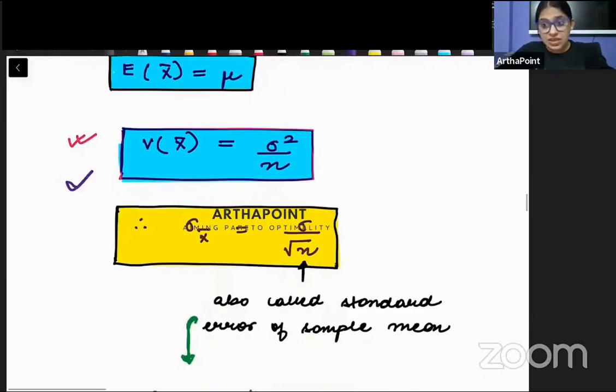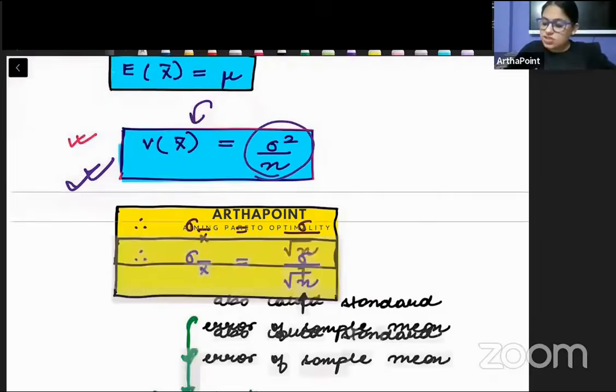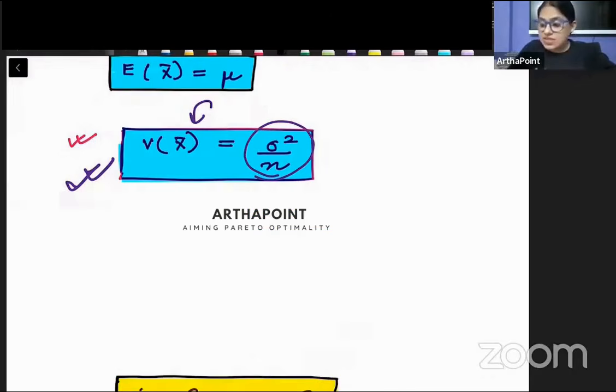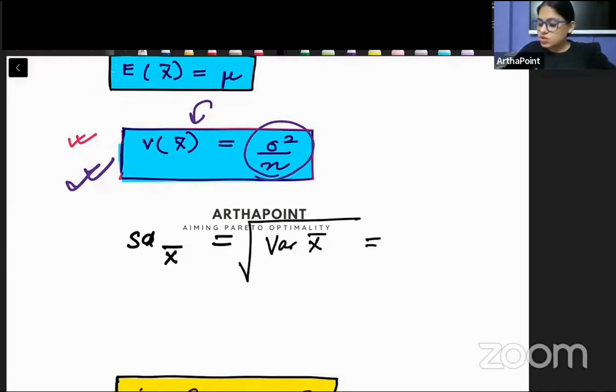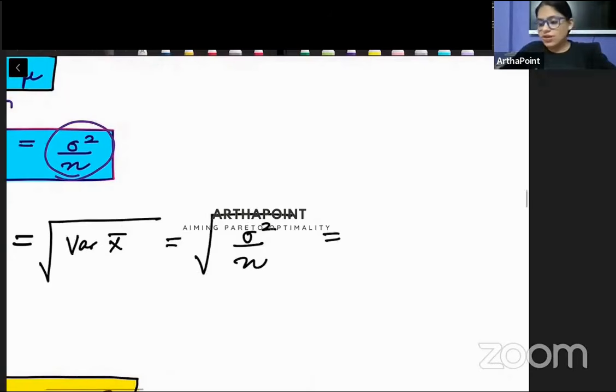And if I find the variance of these means, then it will be equal to variance of population divided by n. Acha, now beta, if I ask you what will be the standard deviation of the mean, how do we find the standard deviation? We take the under root of the variance. So this is going to be under root of sigma square by n, and this gives you sigma by root n.